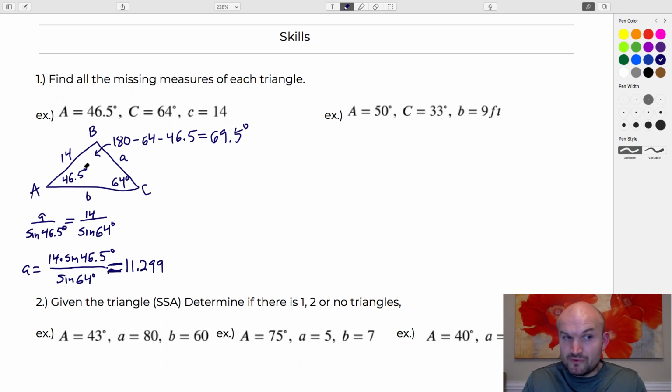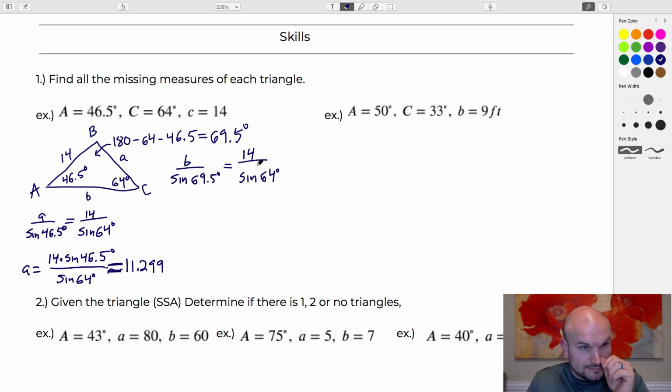Now if I want to figure out b, I'm going to do the same thing. Even though I now have a value for a, since I rounded this answer, I don't really want to use it as a calculated answer. So I'm going to go back to my original information and create a ratio with b. I'm going to say b over the sine of 69.5 degrees is equal to the same ratio of 14 over the sine of 64 degrees.